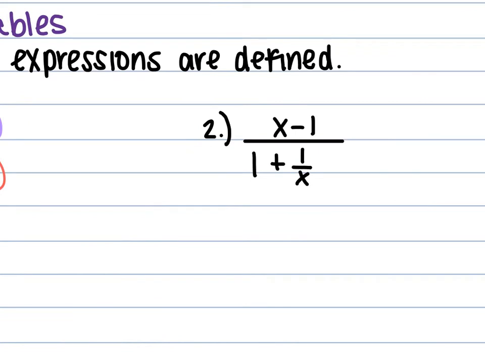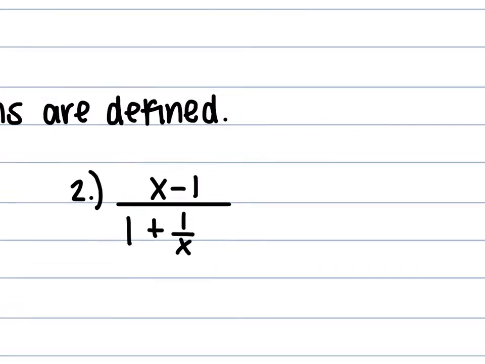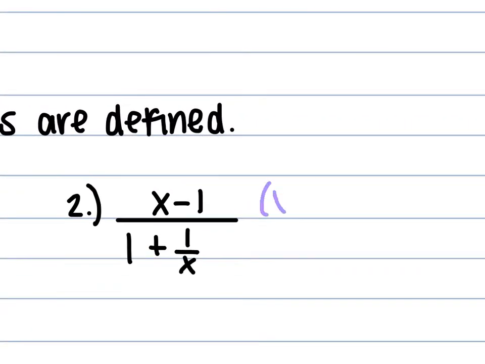With our next example, we have x minus 1 over 1 plus 1 over x. So with this x minus 1, it's just an expression. So we don't have to do anything with that. We're literally just going to be doing x minus 1 divided by 1 over 1 plus 1 over x. So that 1 over 1 is going to turn into x over x to have a like denominator with the second fraction, so we can add those.